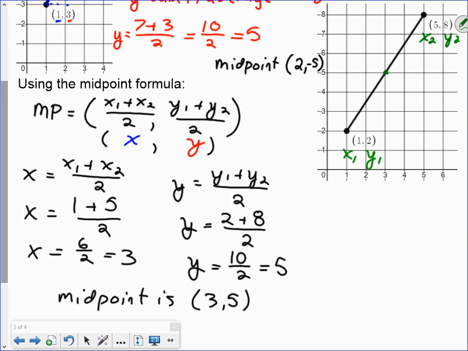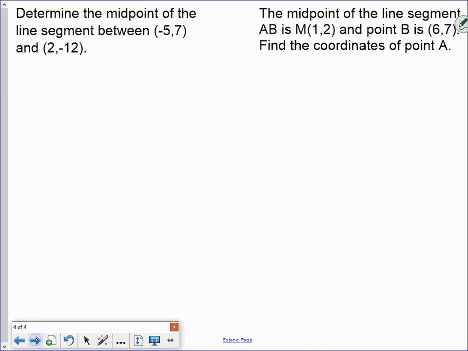So we'll do a couple of examples here. We'll do one where we're just applying the midpoint formula, and then we'll do a second one where we are given some information about the midpoint, and we want to go backwards and figure out what one of the endpoints is. All right, our first one here is a little bit more straightforward. Determine the midpoint of the line segment between (-5, 7) and (2, -12).